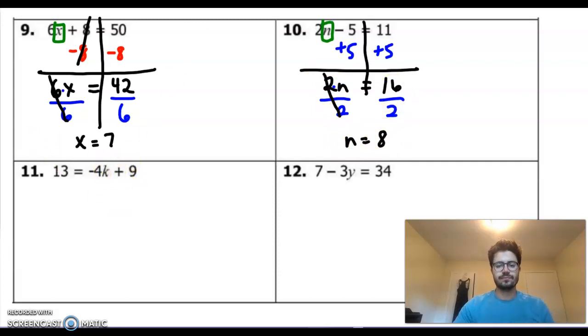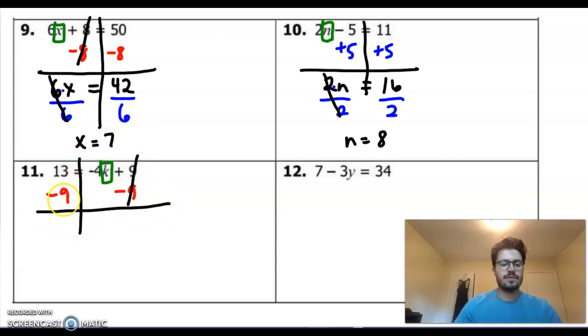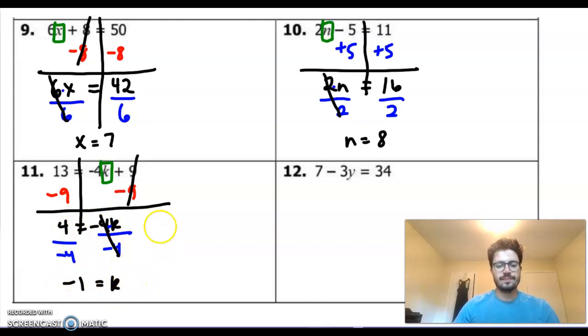Okay, here I have this k. I want to get the k by itself. Well, I have plus 9 and then the negative 4. Let me subtract 9 from both sides. 13 minus 9 is 4. And now I have times negative 4, so I'm going to divide by negative 4. I get k equals negative 1.